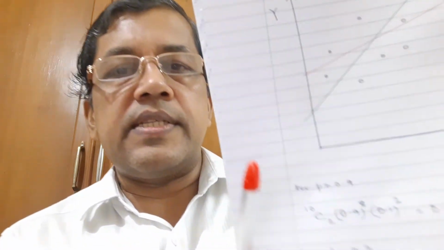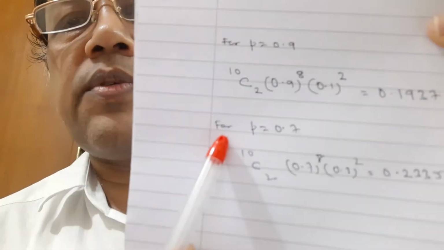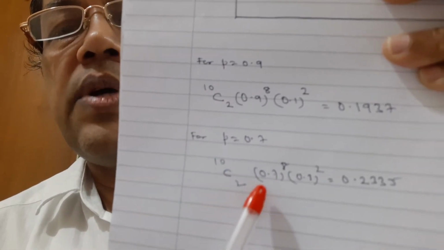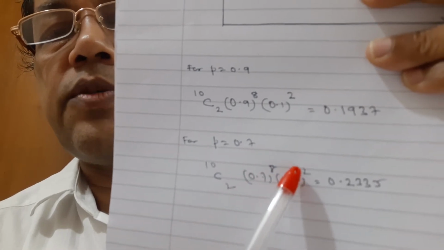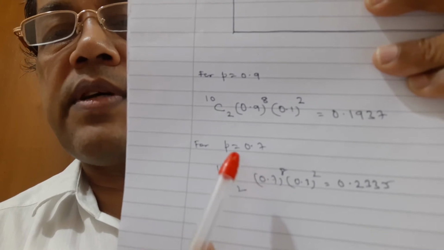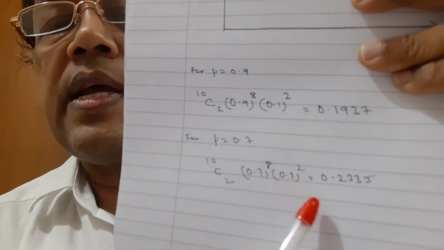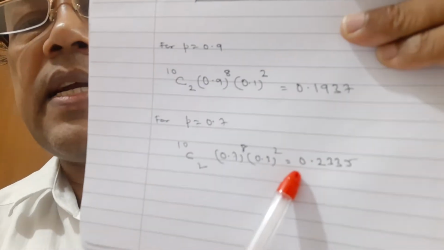Using a similar formula, what is the likelihood that this sample is coming from a population where the probability of success is 0.7? We can apply similarly 10C2 and 0.7 to the power 8, 0.3 to the power 2. So this is 0.7 because p is 0.7 for this population, and obviously 1 minus p is 0.3, and using the similar formula you will find that the likelihood is, I think, 0.23. Okay, so here it is obvious that there is a higher likelihood that this sample has come from the population with a success rate of 70%.